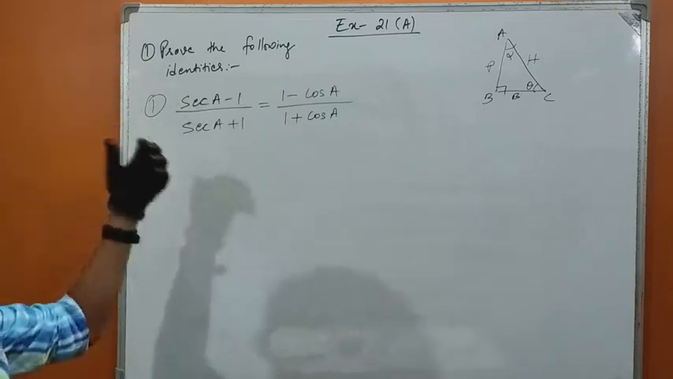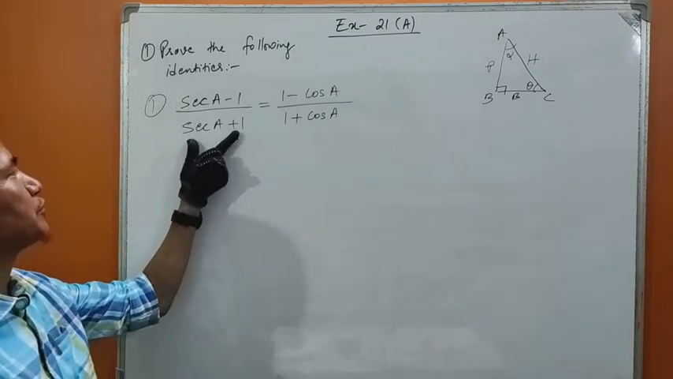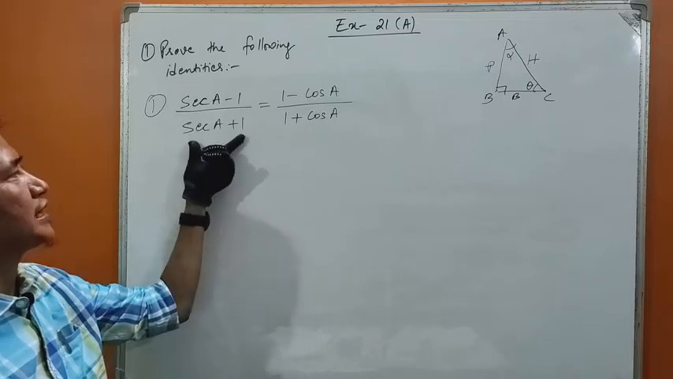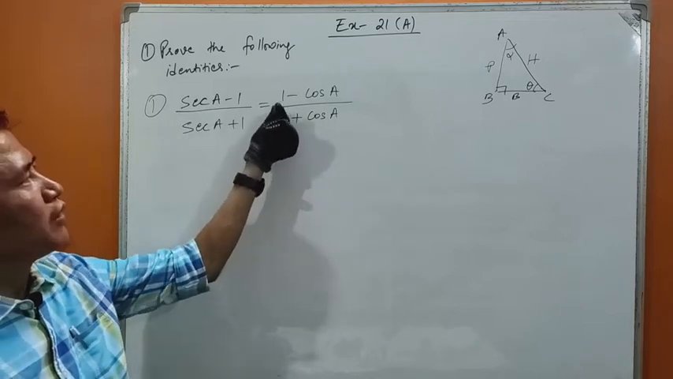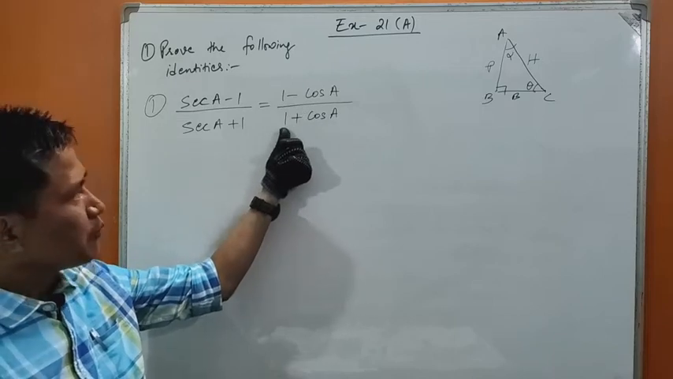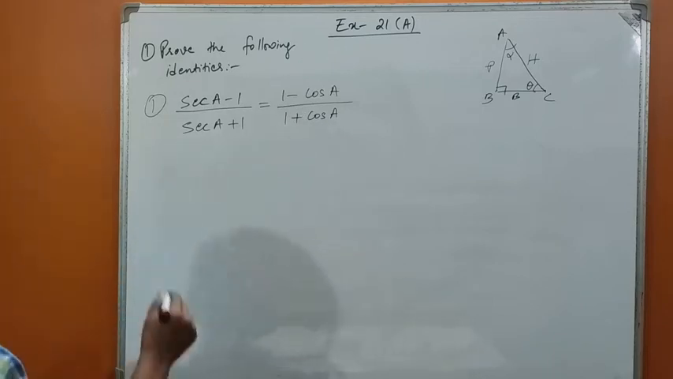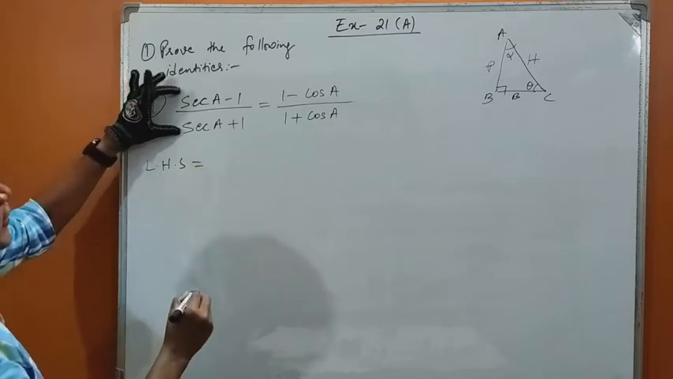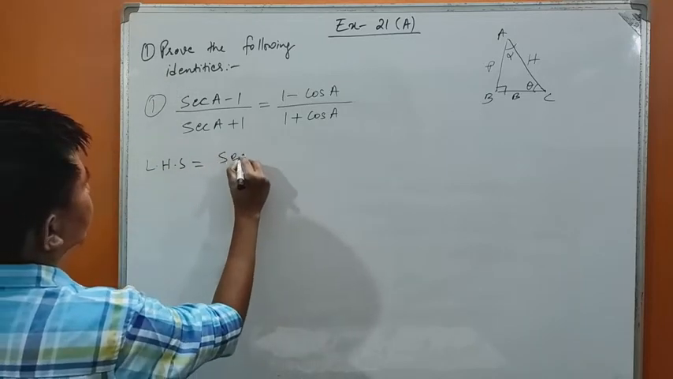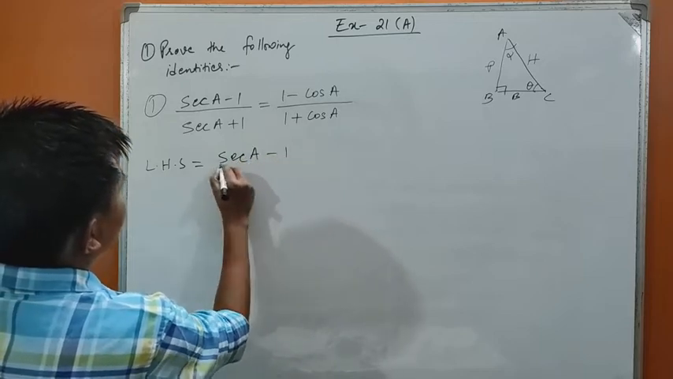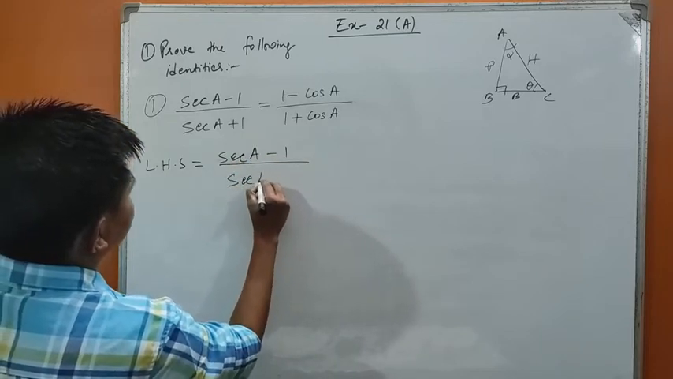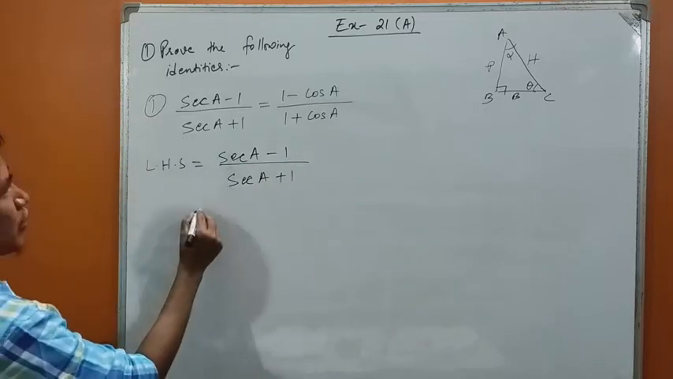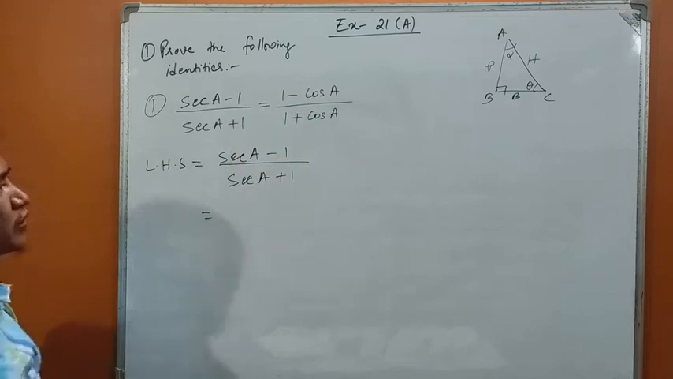So this is the first question from this exercise. We are asked to prove this is equal to this, isn't it? Sec a minus 1 upon sec a plus 1 equals 1 minus cos a upon 1 plus cos a. So we are asked to prove this. Left hand side, LHS means left hand side. We have sec a minus 1 upon sec a plus 1. This is the left hand side. We are asked to prove 1 minus cos a upon 1 plus cos a.